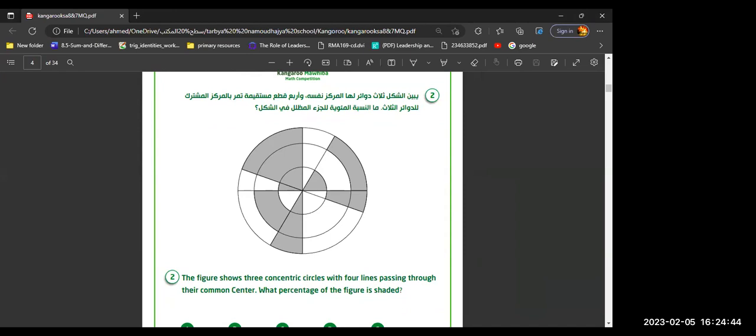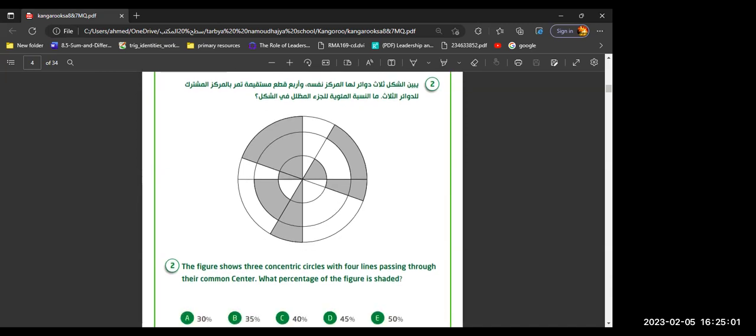Okay. So the figure shows 3 concentric circles with 4 lines passing through their common center. What percentage of the figure is shaded? All right. So this is the question. What does the word concentric mean? Who knows it?